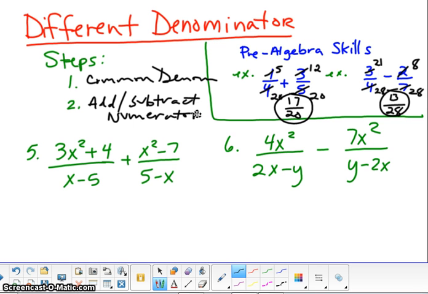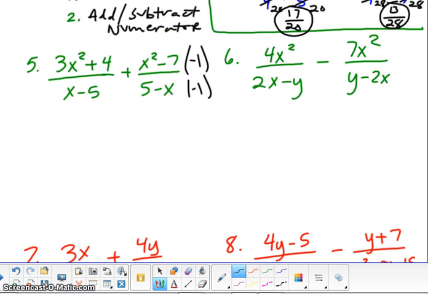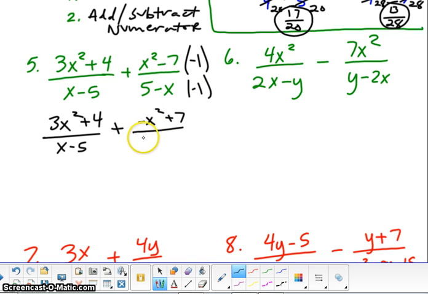Okay, on this first one, if we're going to get them to be exactly the same, you can see they're very close, but they are not exact. So if I multiply these both by -1, they will be exactly the same. So let's go ahead and rewrite this. 3x squared plus 4 all over x minus 5. And now the top would be a negative x squared plus 7 over a negative 5 plus x, which if you flip those around, they're going to be exactly the same thing. So I'm going to go ahead and erase that just so it's not confusing. It would be x minus 5.